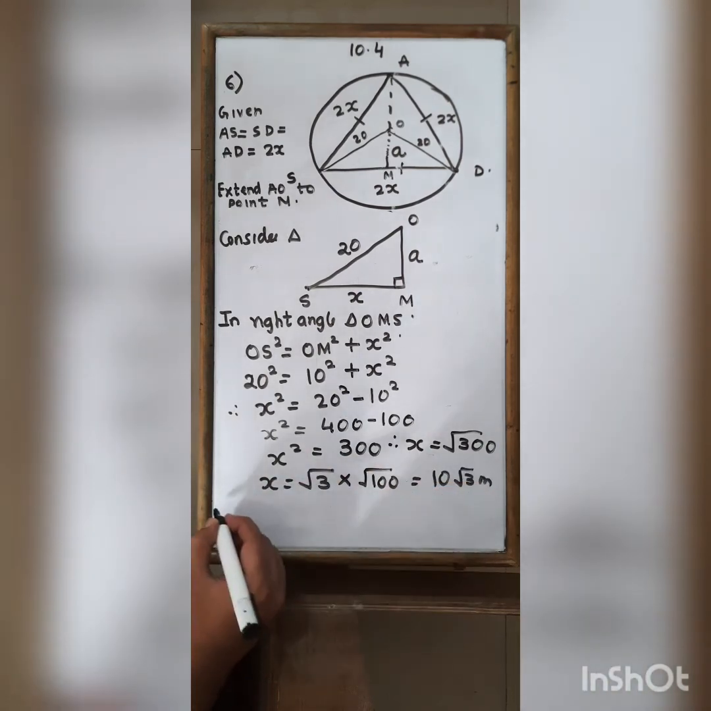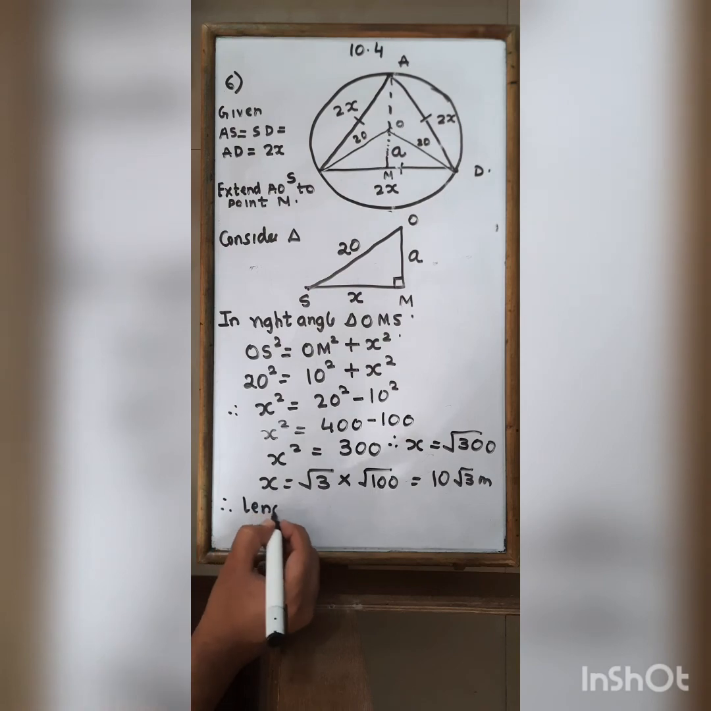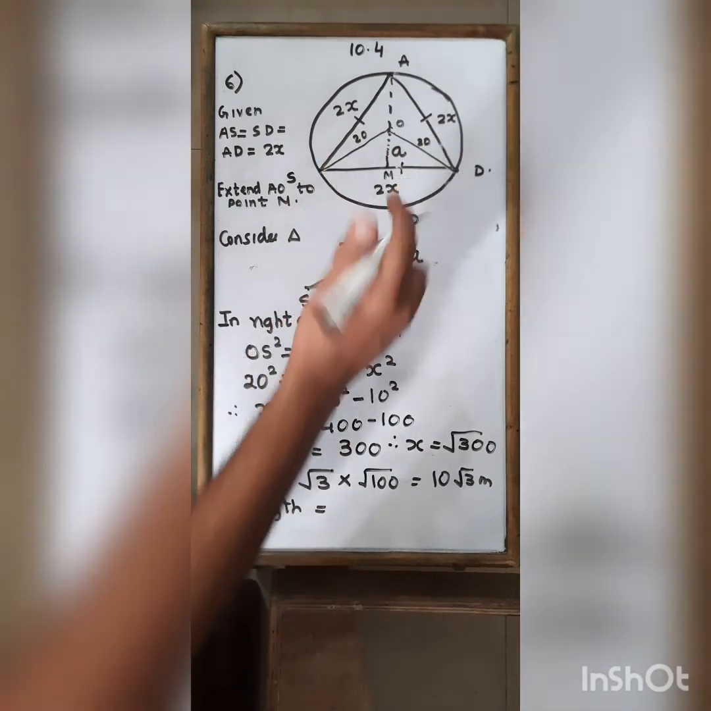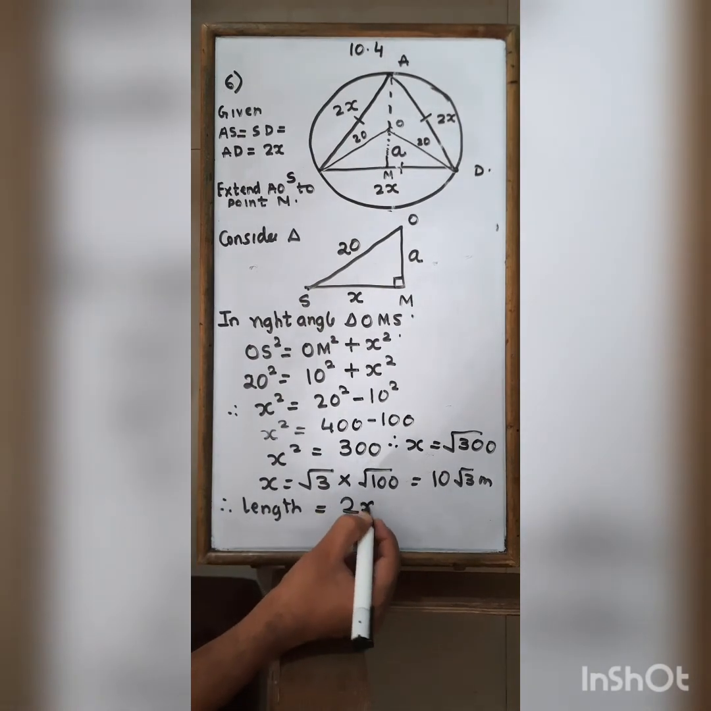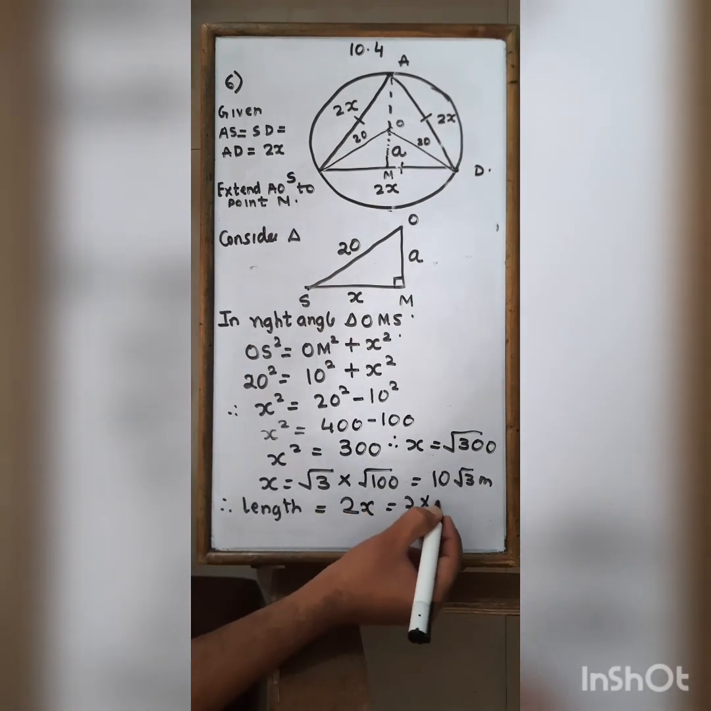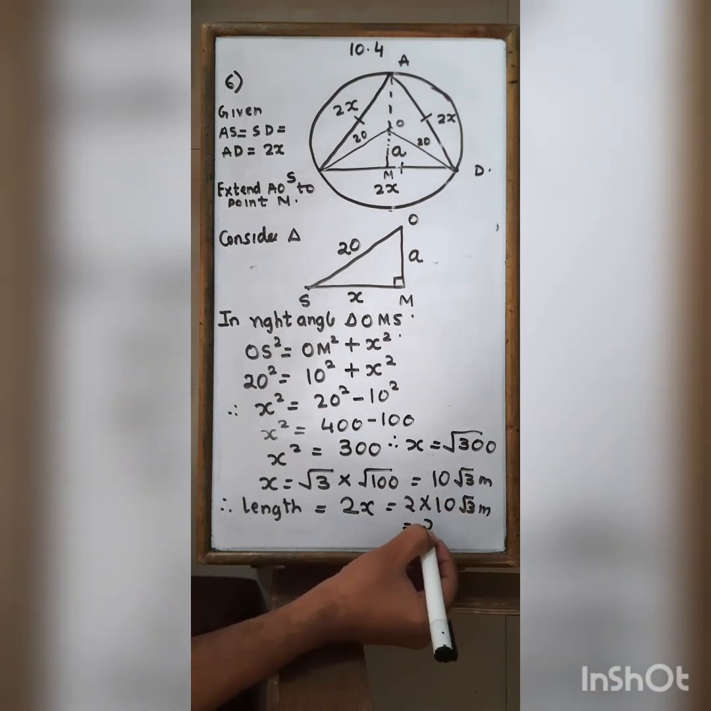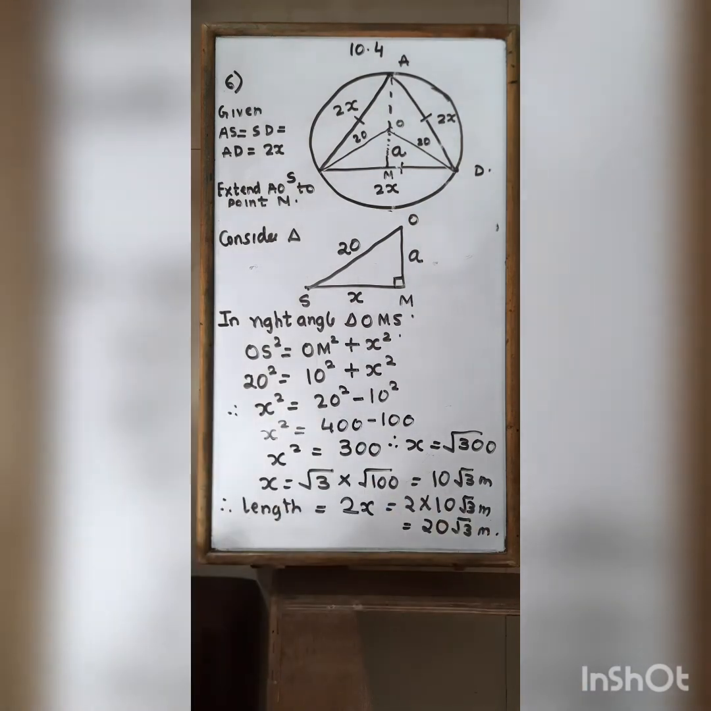Now what is the length of the wire? Length is equal to, basically it is your 2x, right? So it is 2x. So this is 2 into 10 root 3 meter, which is equal to 20 root 3 meter. Okay, note it down.